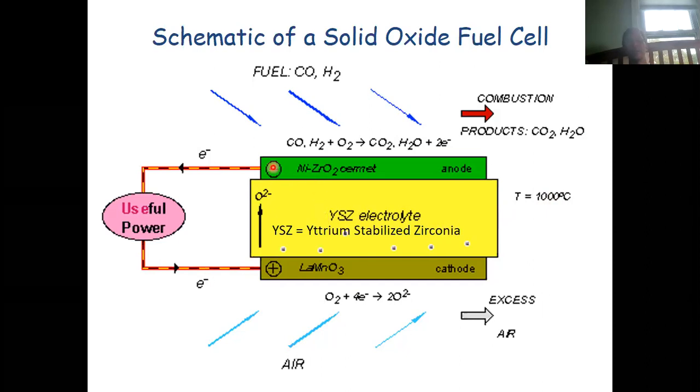So what are the electrode materials? So the electrode materials have to be both ion conductive as well as electronically conductive. So at the anode, we use a composite of nickel and zirconium dioxide. So the zirconium dioxide is again the ion conductive component. And the nickel is now the electron conducting component. At the same time, the nickel actually catalyzes the oxidation of the hydrogen to form H plus ions. Okay. So now, the electrons then travel to the cathode, and while they travel, they can produce useful power.